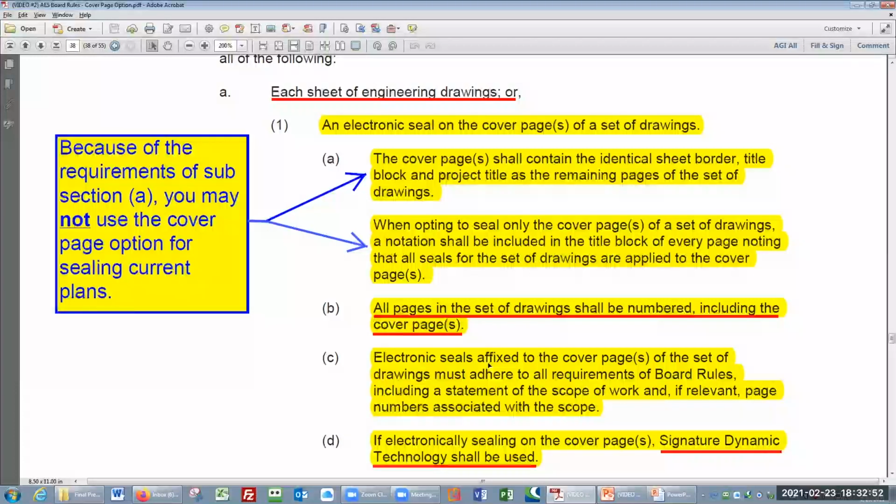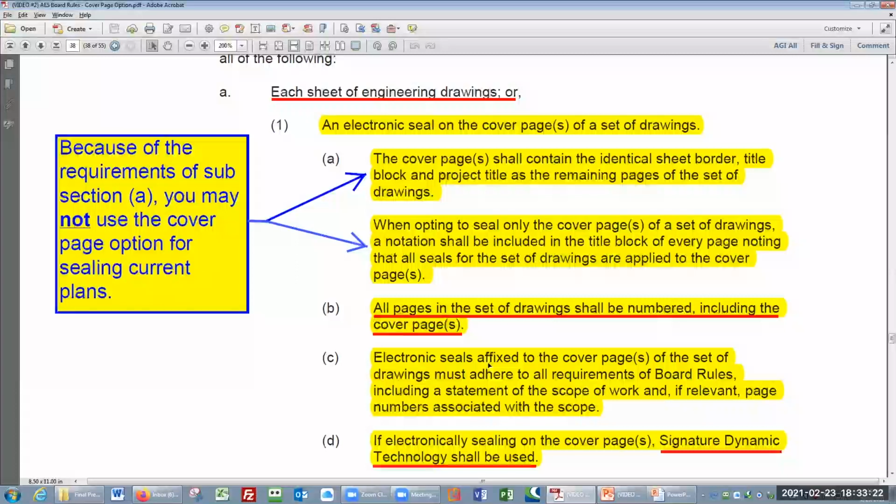The cover pages shall contain the identical sheet border, title block, and project title as the remaining pages of the set of drawings. This is precisely why you can't use only the cover pages as much as you would like to, because it cuts down the time so much on an existing plan set where the title page and the borders, the seed files, basically DGN seed files, would not match the cover page. They would be different. They would not meet the requirements.